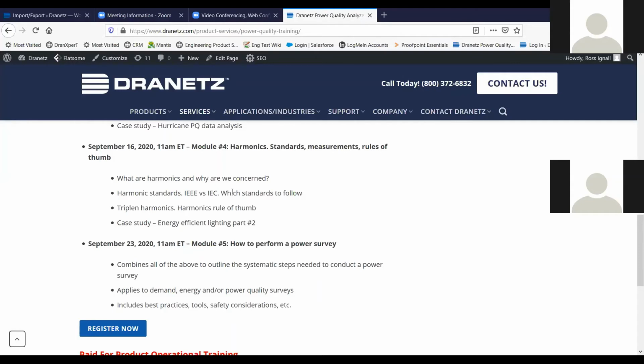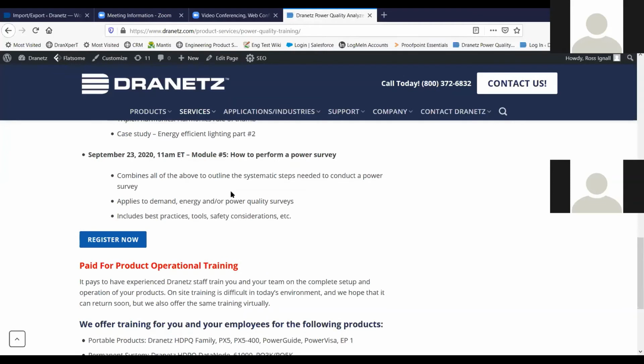The last of our 5 modules is on September 23rd, where we're combining all of this, and we're going to do a seminar on how to do a power survey. So how to pull all this stuff together, how to do a combined survey for energy, for power quality, or both together. We're going to go through step by step the systematic steps you need to follow, from beginning, middle to end. And we'll pull together our prior 4 modules on how to do that.